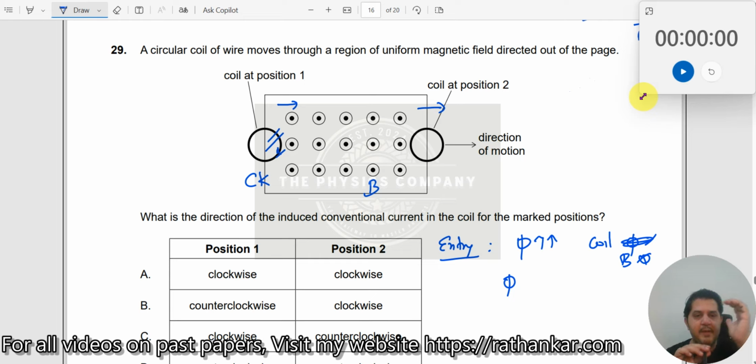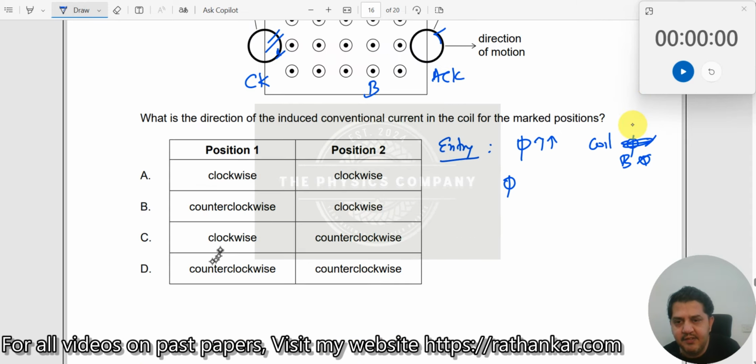Using the right-hand thumb rule, therefore the current will be in the anti-clockwise direction. So current would be in the anti-clockwise direction. Thus the right answer should be CK-ACK, clockwise then anti-clockwise. Where is it? CK-ACK, counterclockwise. Answer is C over here.